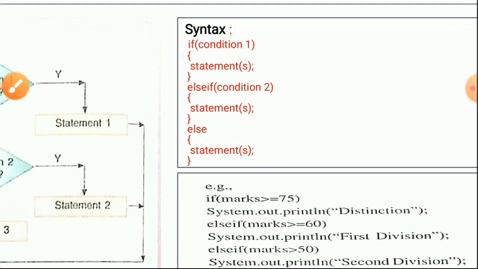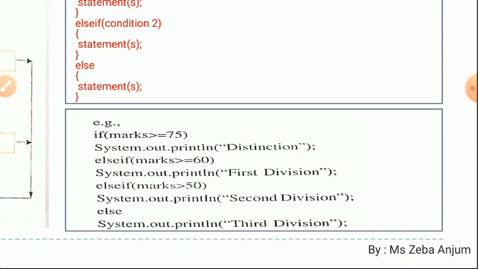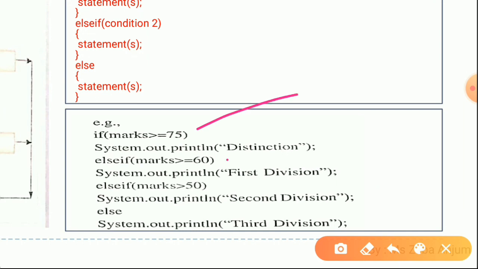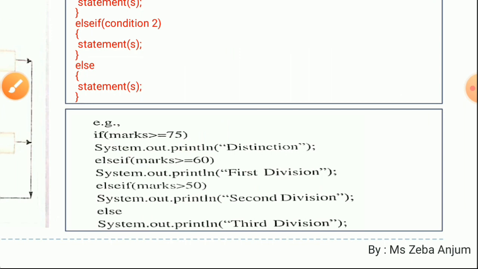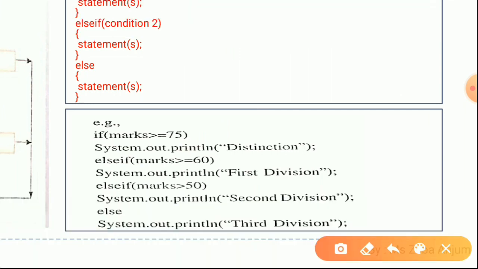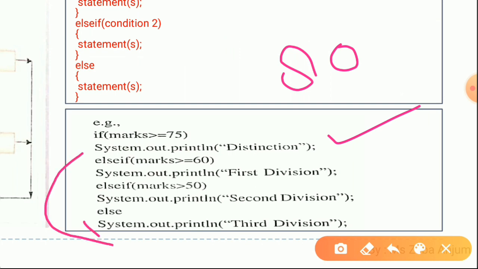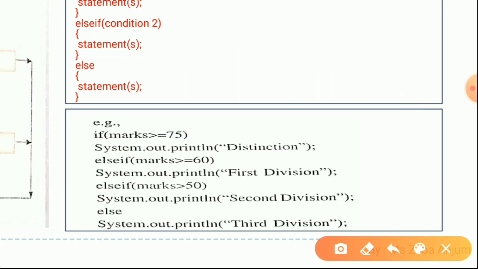See over here we have: if marks is greater than or equal to 75, then condition number 1, condition number 2, condition number 3, and then the else part. Now let us assume that the value of your marks is 80. Then marks greater than or equal to 75 is true, so this will get executed. Distinction will be printed on the screen and your compiler will take you out of this whole if else if block.